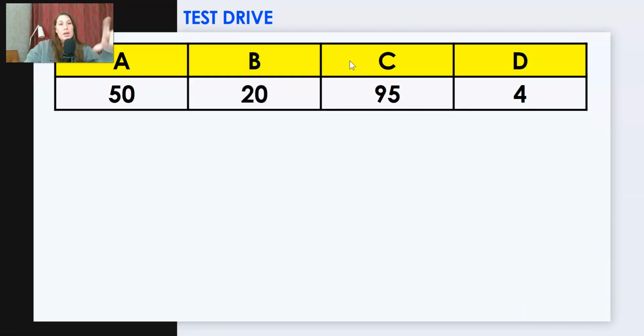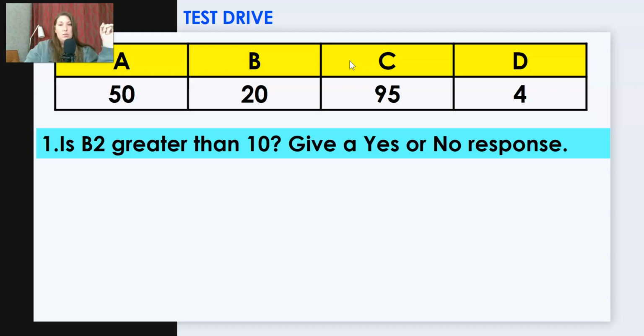Up here is a sample spreadsheet. I didn't put the rows on there. I just created random rows. So we have A, B, C, and D. And our first question is going to be, is B2 greater than 10? Give a yes or no response.